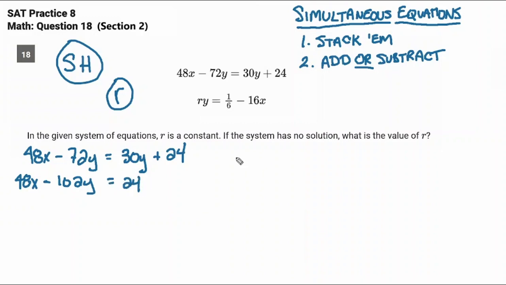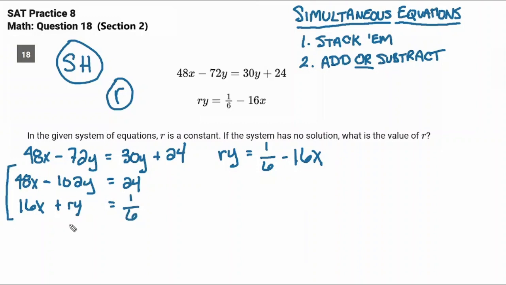And now let's do the same thing with the second equation. This time, I want to move the negative 16x across the equal sign, so it's going to be positive, and I want to move it all the way over here so it's directly under the 48x. The ry is fine, it's plus ry, and then the 1/6 is also fine. And now, I've got 2 equations that are stacked in a way that I can add them or subtract them.